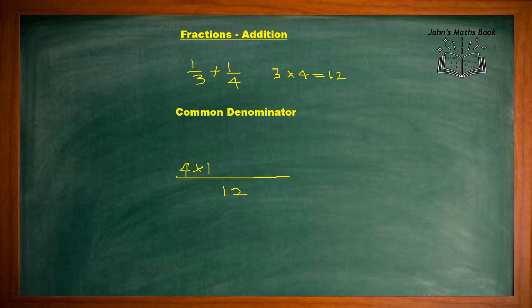And then we add that to 4 goes into 12 3 times. So 3 times the numerator, which is 1, is what we get. So let's expand that out and we get 4 plus 3 divided by 12. And that equals 7 divided by 12.